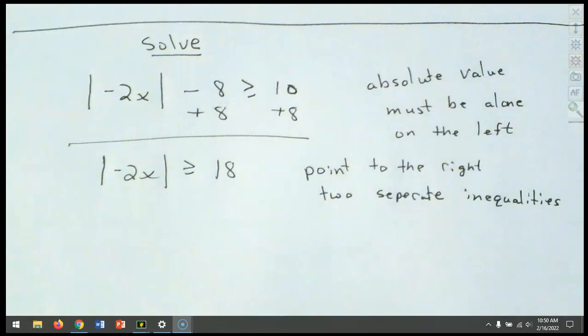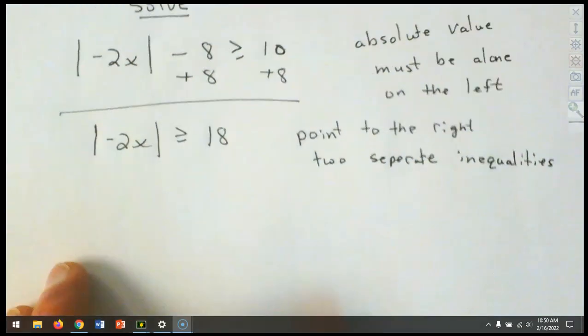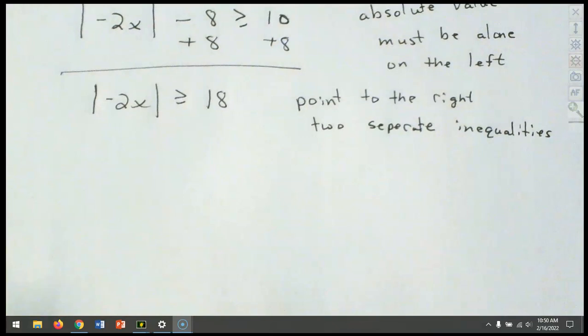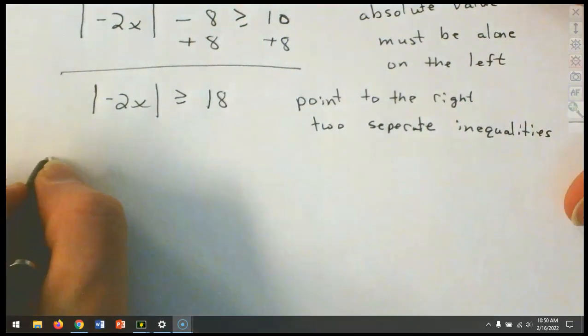So it points to the right. So we have 2 separate inequalities. And this one I made really easy. There's hardly anything to do. So this one has 2 separate inequalities. What are they going to be?